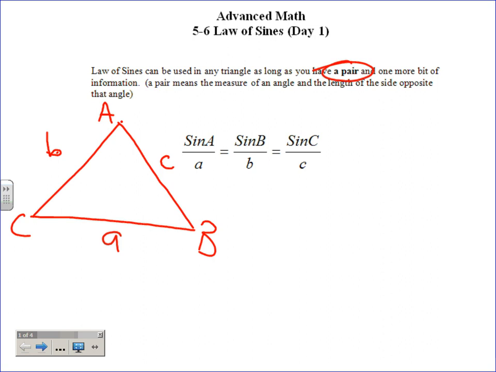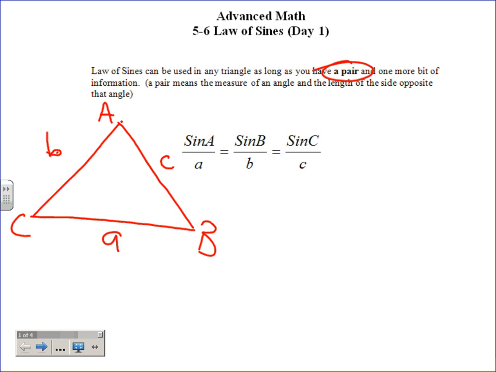And so all you really need is a pair and then one more bit of information. So you need 3 things total. Kind of the same thing with SOHCAHTOA. You needed 3 things total for it to all work out. But what we have to have here is a pair. Okay, if you do not have a pair, you can't use law of sines.